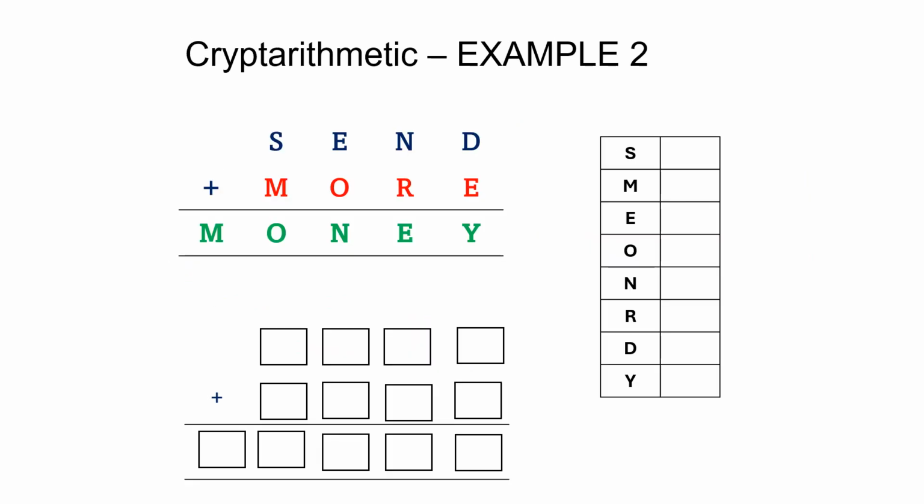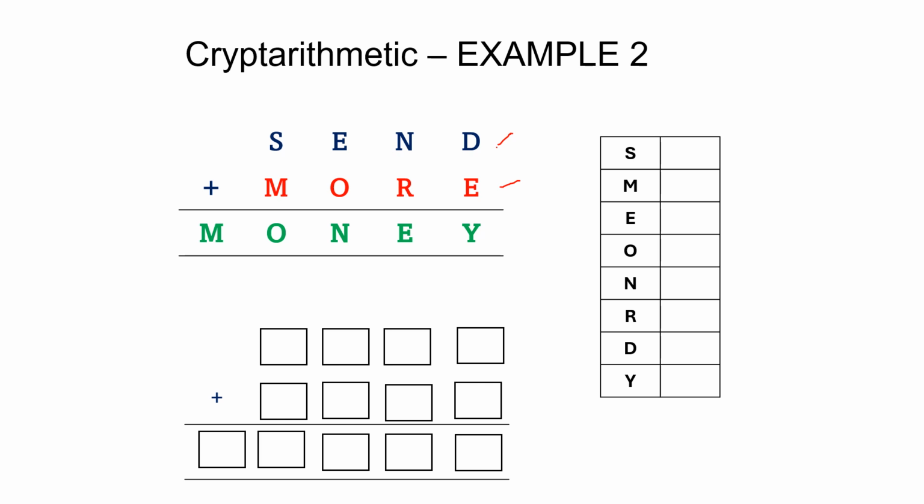It is SEND + MORE = MONEY. Okay, here it's a well-known example: SEND plus MORE would result in MONEY. So find the value of S, M, E, O, N, R, D, Y. Okay, so this is going to be converted into numerical form that is going to be transferred to the other side.